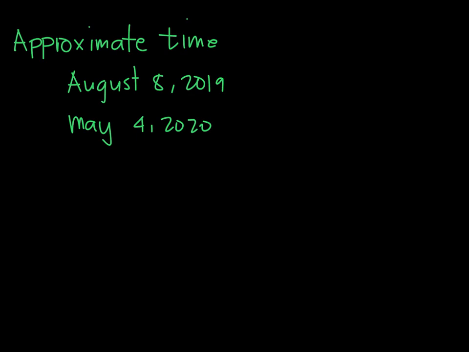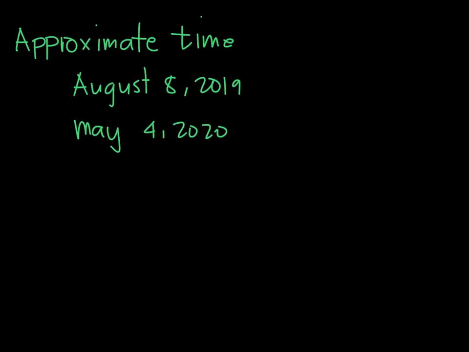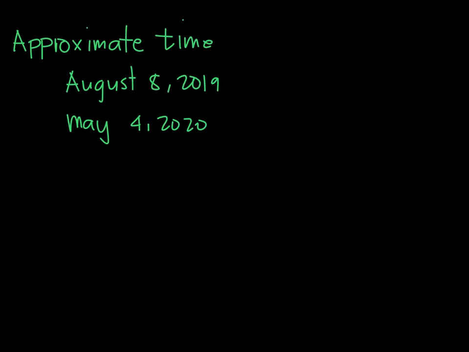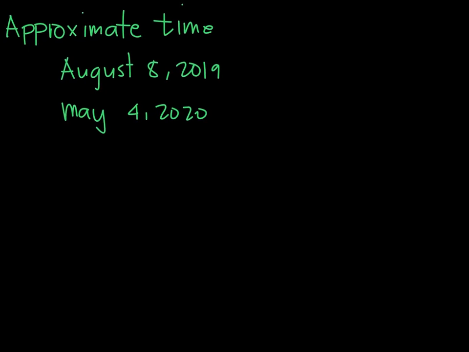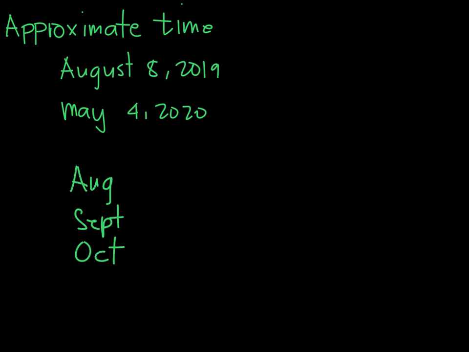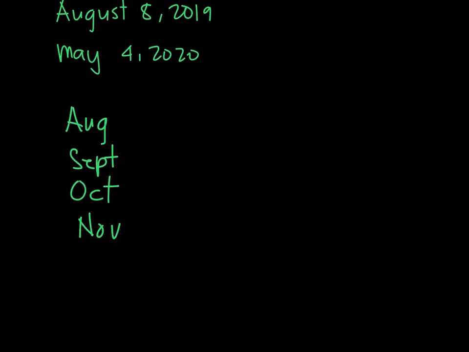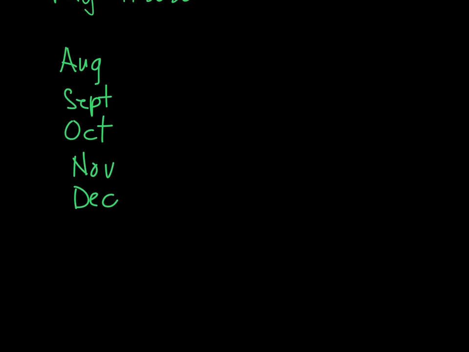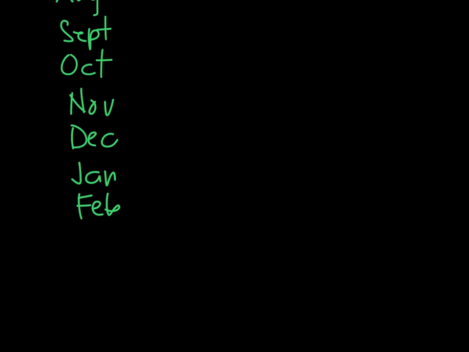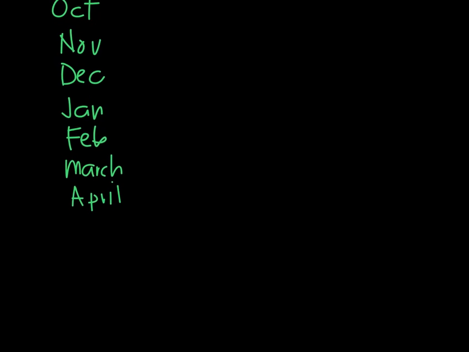Okay, so let's compute. From August 8, 2019 to May 4, 2020, approximate time. Each month will have 30 days. So let's list down all the months covered: August, September, October, November, December, January, February, March, April, until May.